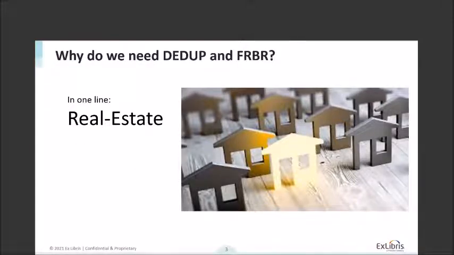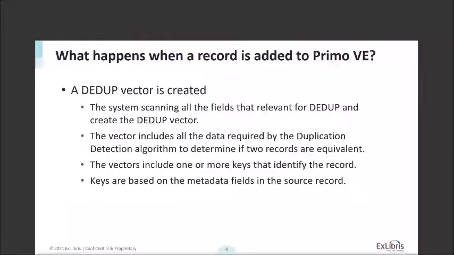Now from this point, let's see what exactly happens to a record once it starts to be processed on Primo VE. So the first thing that happens is handling the dedup. Dedup means duplication. The name Dedup itself is a shortcut for duplication detection. And this is a system of vectors that creates keys, and with these keys we predict if 2 records are actually the same record.